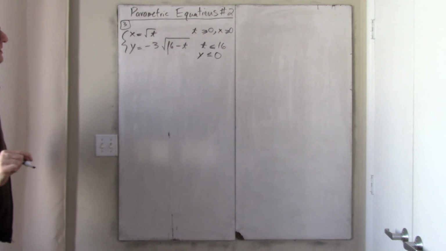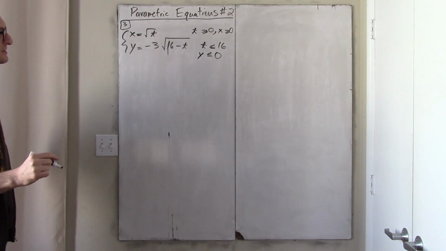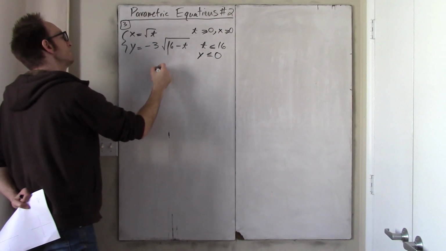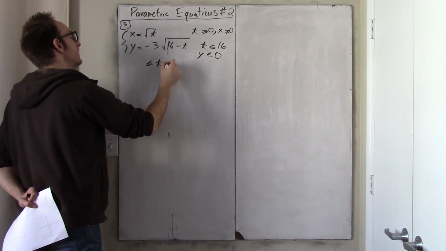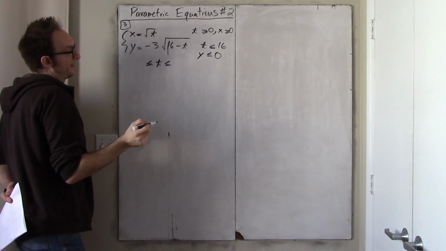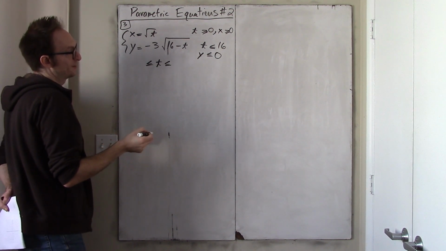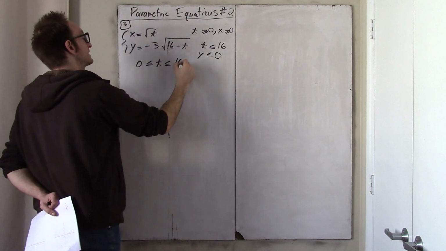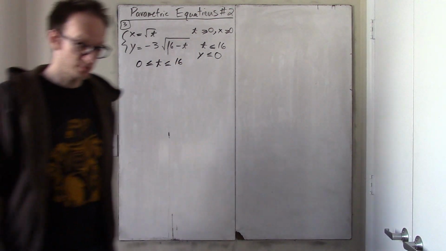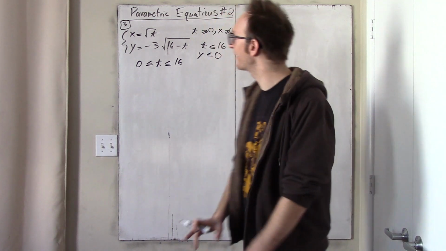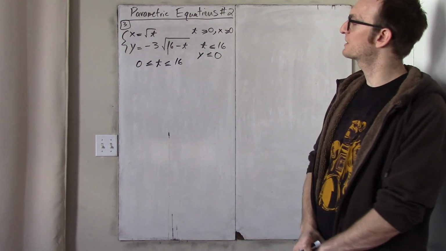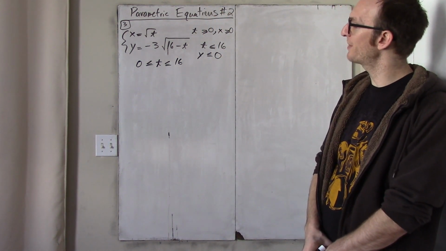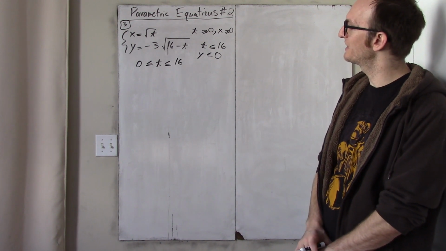Okay, that was a little bit rambly. What have we just learned from all of this put together? Well, I just learned that, in fact, this curve only allows t-values between 0 and 16. Therefore, there's no end behavior to talk about here, and I think I can just get straight to eliminating the parameter. How can I eliminate the parameter?